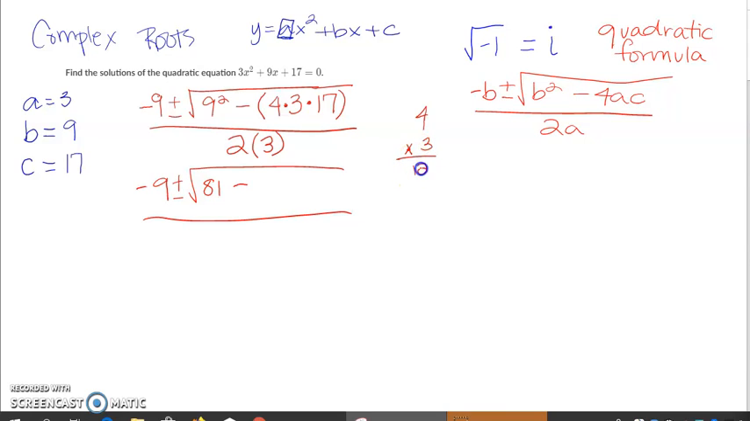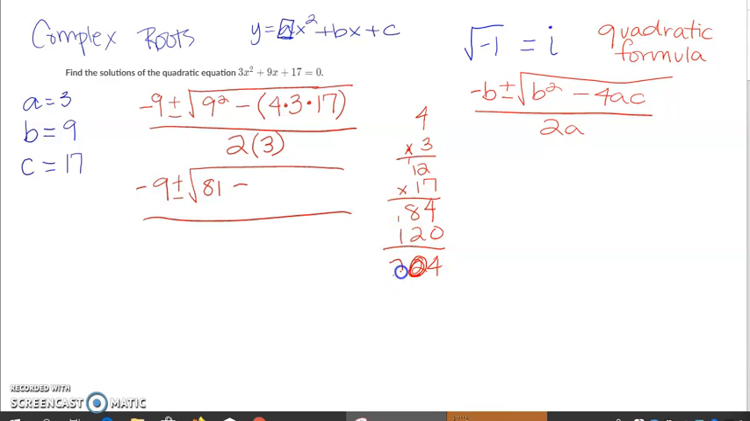4 times 3 is 12, and we're going to multiply 12 times 17. 7 times 2 is 14. 7 times 1 is 7, plus 1 is 8. 1 times 2 is 2, and 1 times 1 is 1. So I get, oh goodness, 8 and 2 is 0.